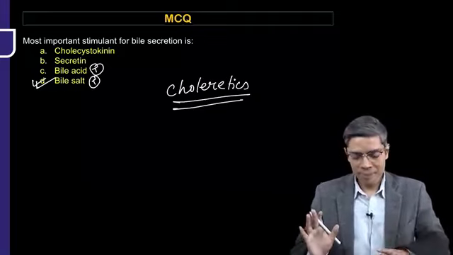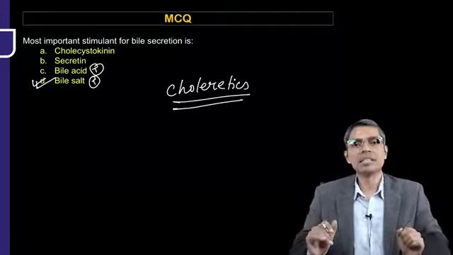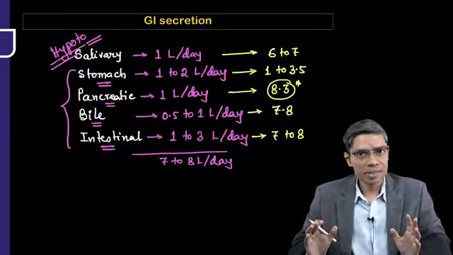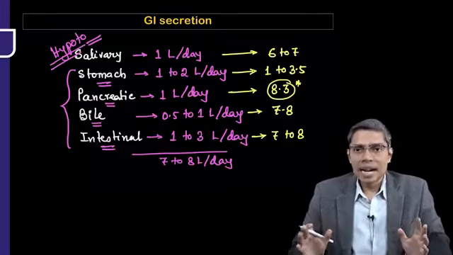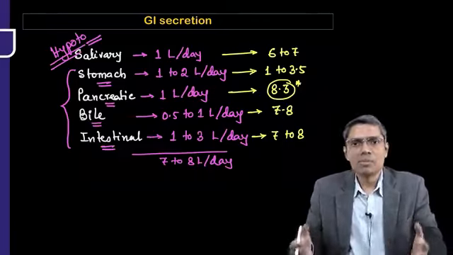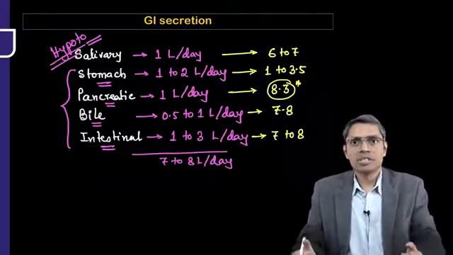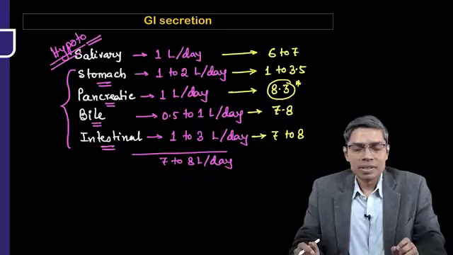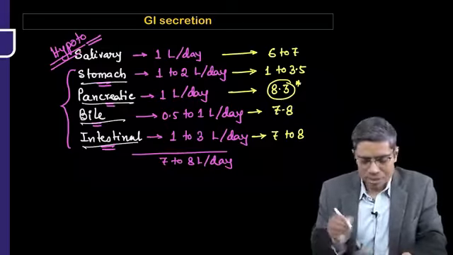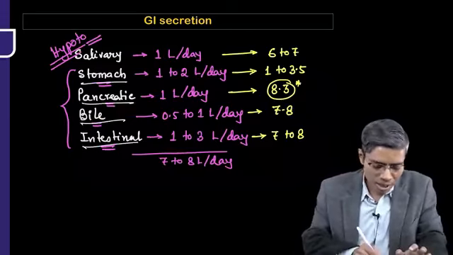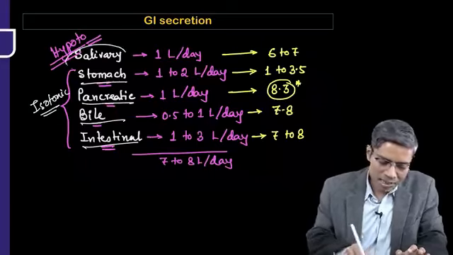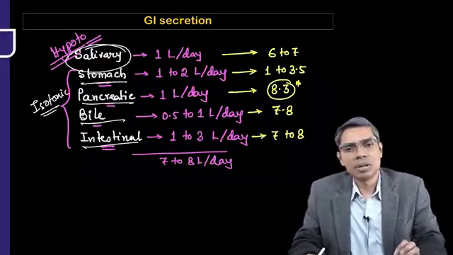Just remember this. Okay. Now the last part of the GIT that you have to read a little bit is the GI secretion. There are different glands in the GIT. All those glands secrete various volumes of fluid with various composition. So I have to remember the secretion from stomach, pancreas, bile or intestinal. All of these secretions are isotonic in nature, but the salivary secretion is hypotonic in nature.